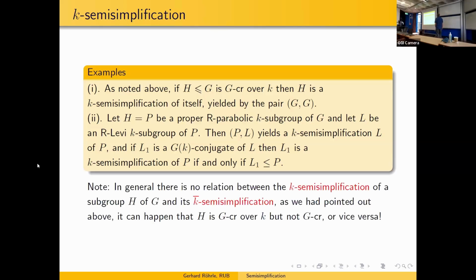Once again, a K-semi-simplification and a K-bar-semi-simplification in principle have nothing to do with one another, because GCR over K versus GCR over K-bar are independent of each other. That's just another message from that. These notions seem so similar, but generally you can't deduce one from the other and vice versa.